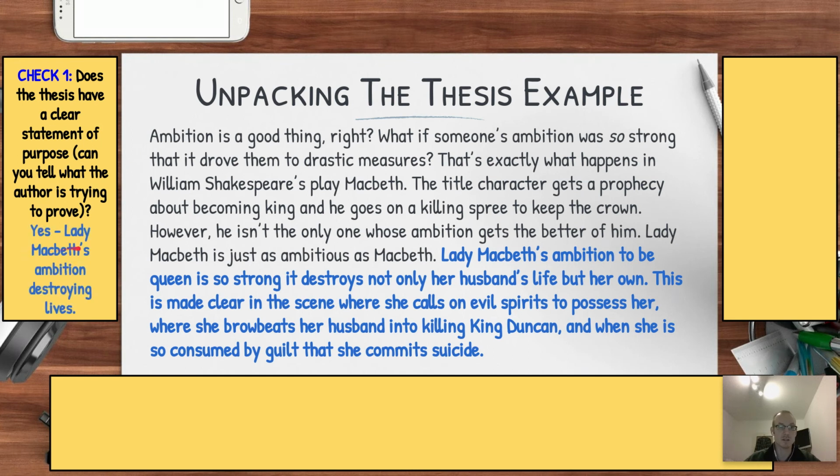Right? The answer is yes. The author is trying to prove that Lady Macbeth's ambition is destroying lives. Notice that it's a declarative sentence. Lady Macbeth's ambition to be queen is so strong, it does this.